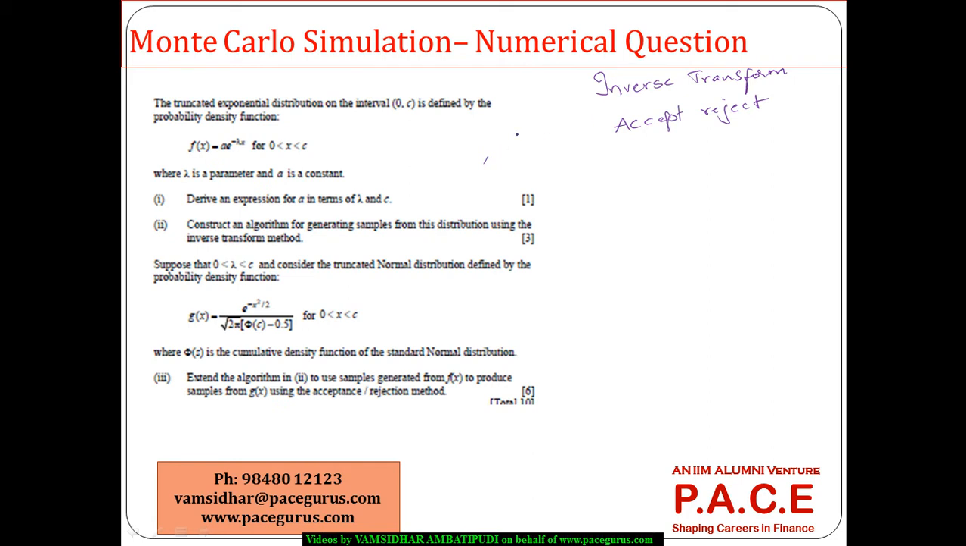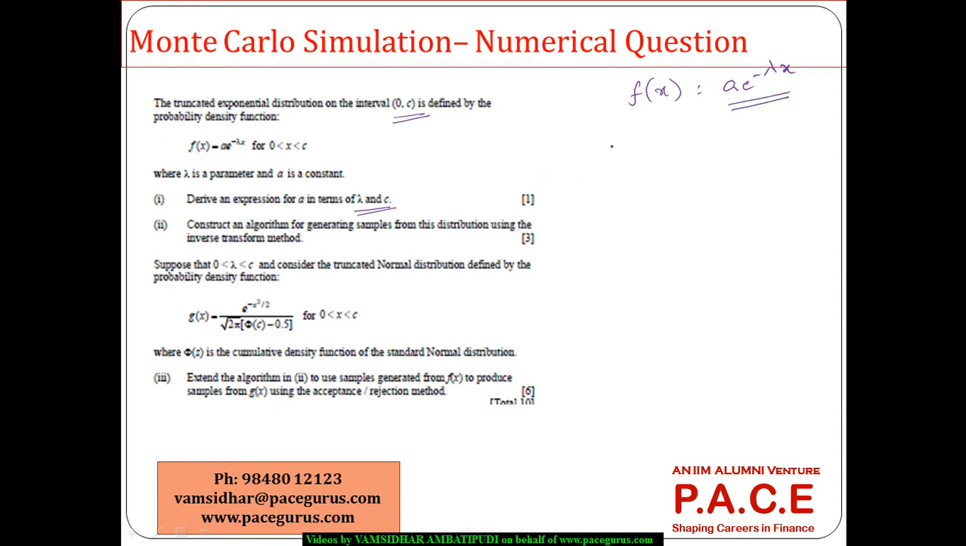Let's try that out. The truncated exponential distribution on the interval 0 comma c is defined by the probability density function f of x equal to a e power minus lambda x. Lambda is a parameter, a is a constant. Now this is an exponential distribution, right? So derive an expression for a in terms of lambda and c.